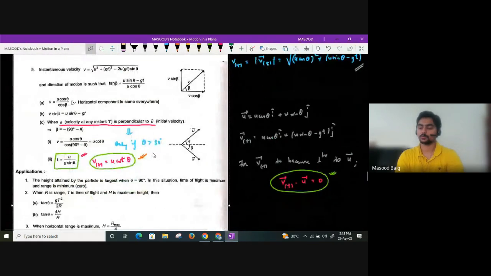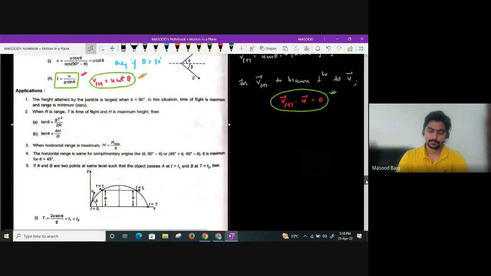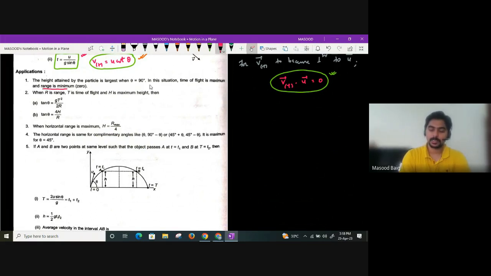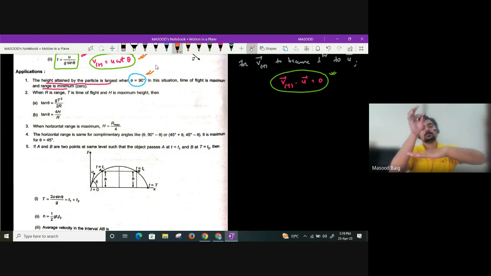So please do remember some more cases also in this. So when will range be minimum? Range is minimum and height attained by the particle is the largest when the angle of projection is 90 degrees. Angle of projection should always be taken with respect to horizontal. So with respect to horizontal, if it is projected at an angle of 90 degrees, will it be a case of object projected vertically upwards? Yes. So in this case, the maximum height will be more. Range will be almost 0 only. Time of flight will also be maximum.